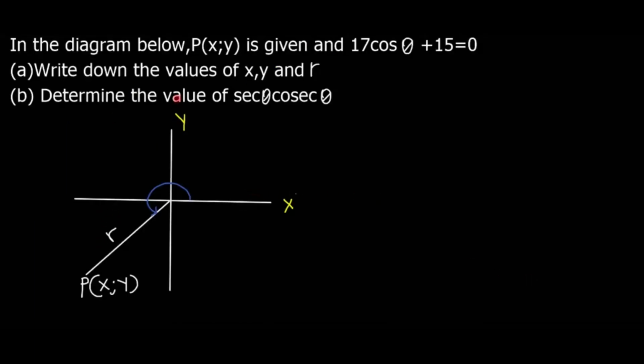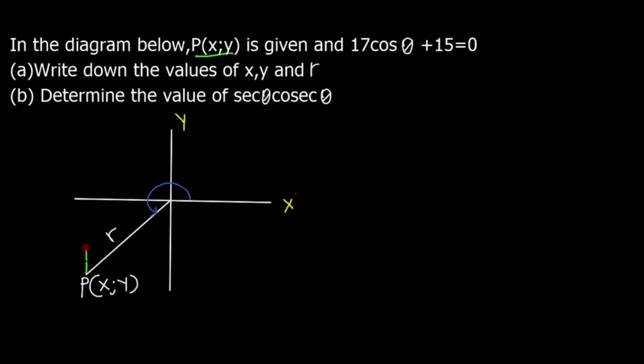And then this one here in the diagram below, P(x, y) is given, and 17 cos theta plus 15 is equal to 0. Write down the values of x, y, and r. Determine the value of sec theta, cosec theta. The first thing, you can draw a Cartesian plane, and they have given you that your angle is in the third quadrant.